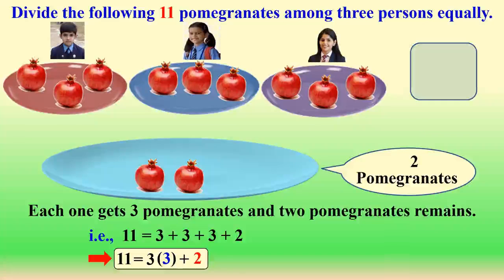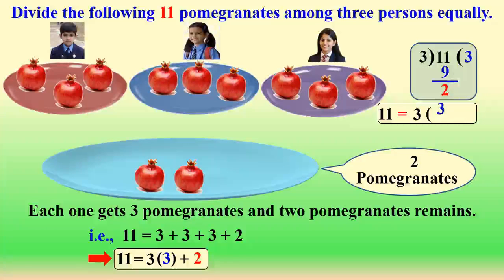General division of 11 by 3. 3 3s are 9. 11 minus 9, 2. We can also write this as 11 equals 3 times 3 plus 2. In both cases, 11 is equal to 3 times 3 plus 2, where 2 is the remainder.